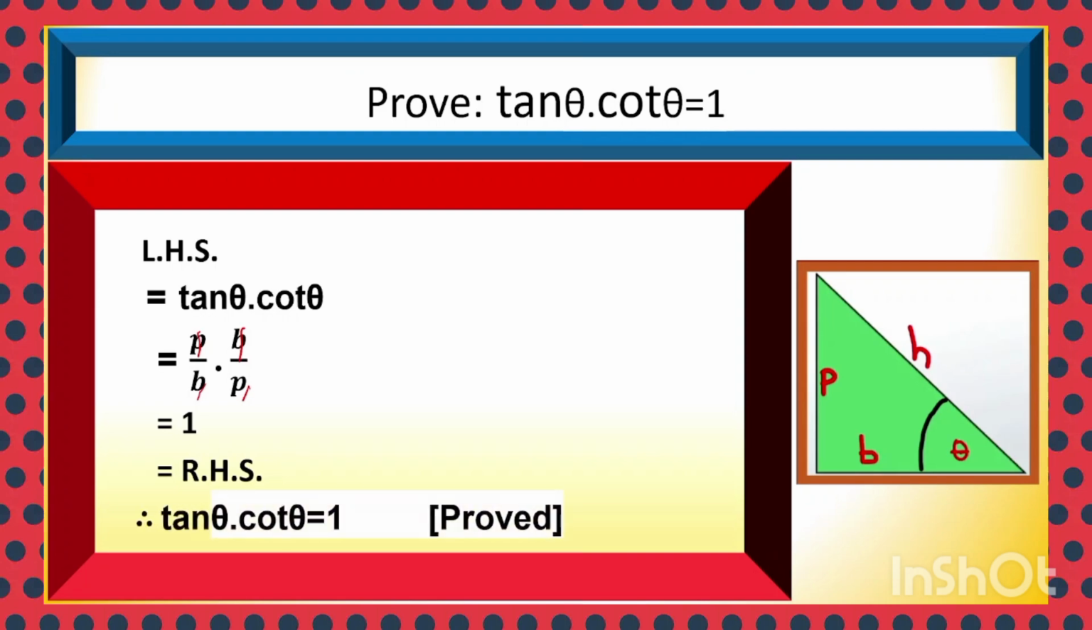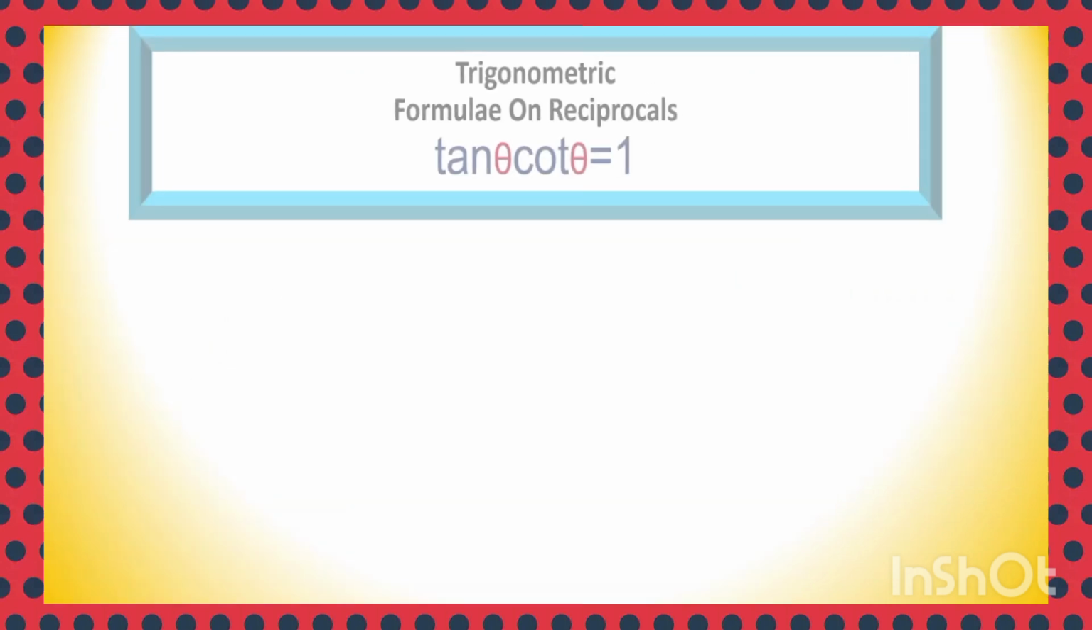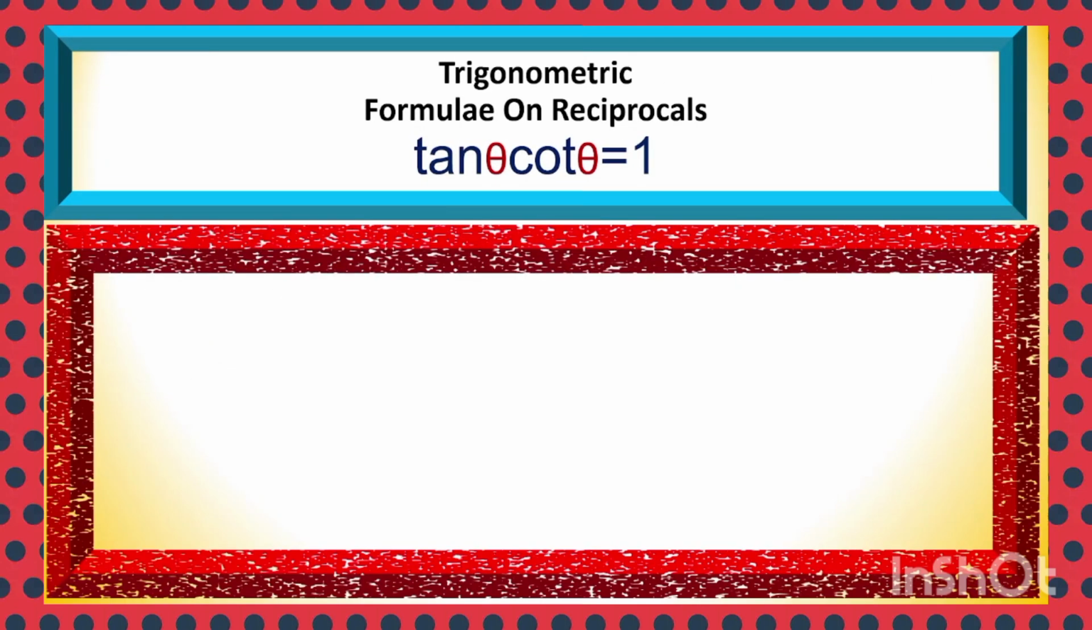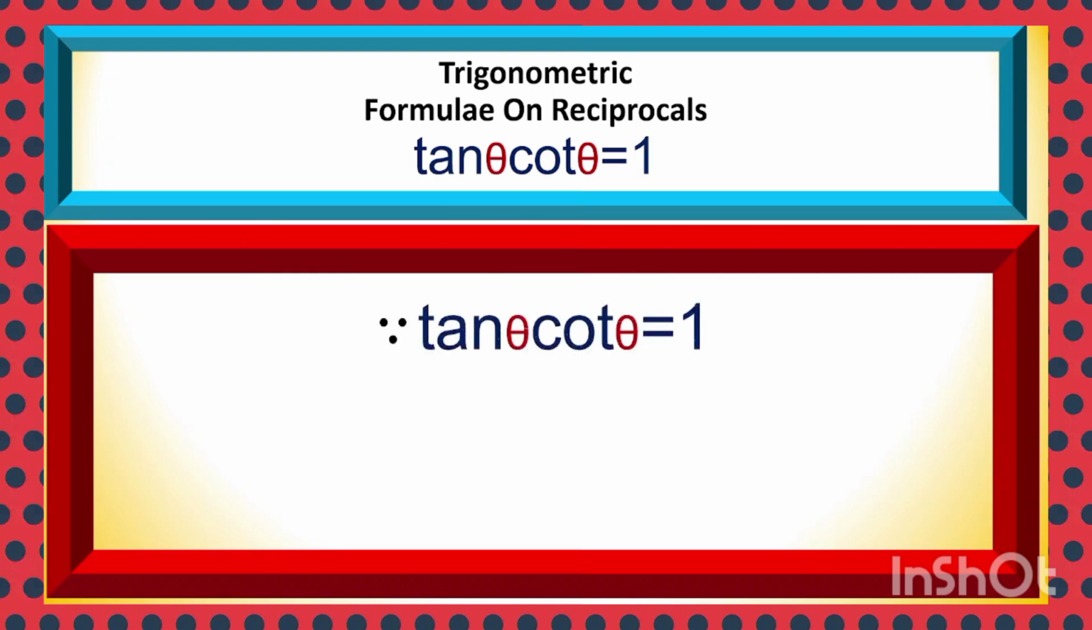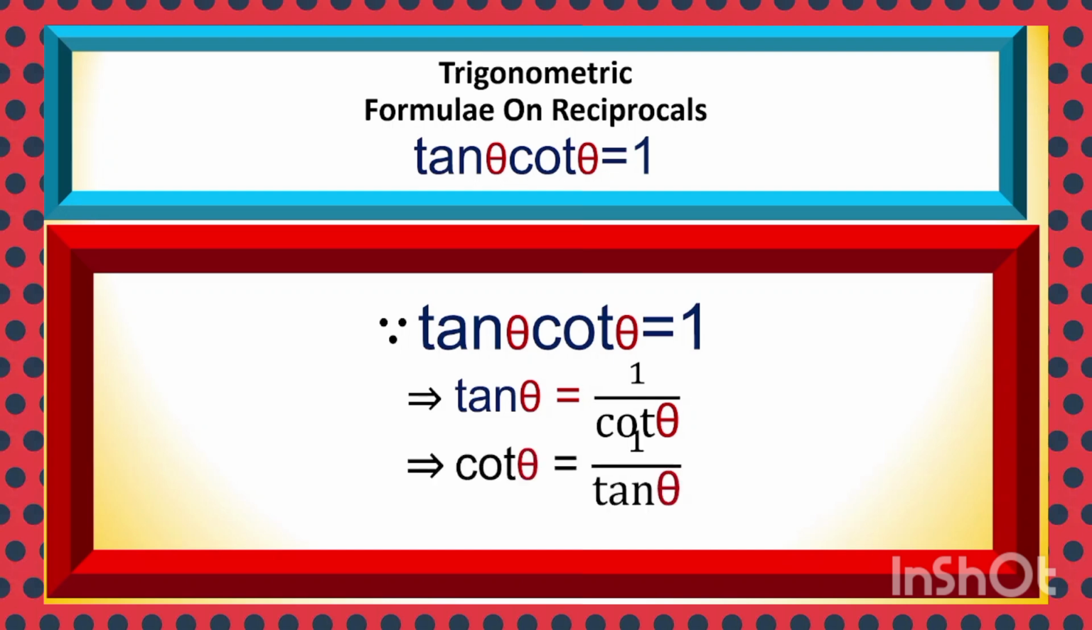Tan theta is the reciprocal of cot theta. Tan theta into cot theta is equal to 1. Tan theta is equal to 1 upon cot theta. Cot theta is equal to 1 upon tan theta. Important fundamental concept, which can be useful in solving various trigonometric identities.